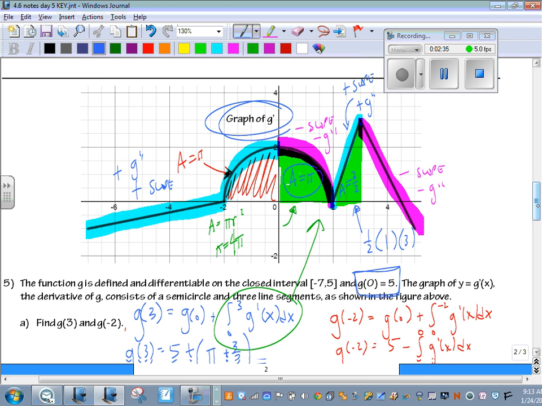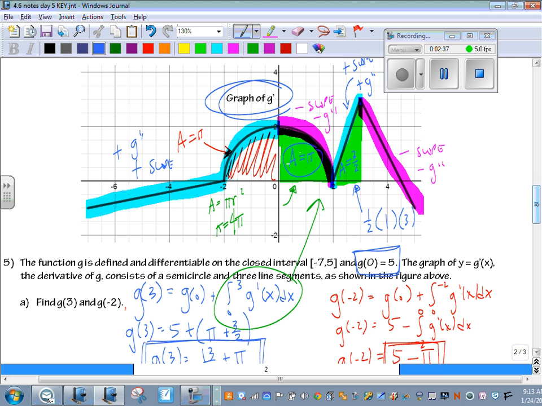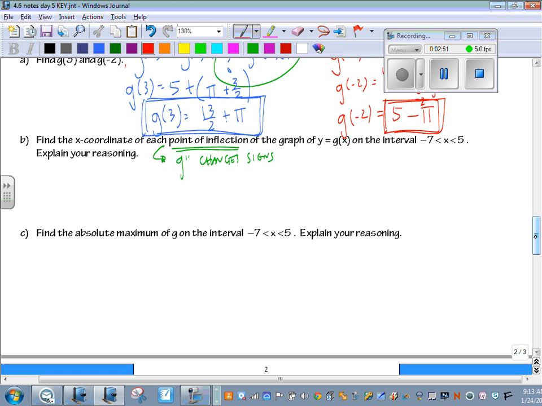So where is it changing? Where's the second derivative changing? 0, 2, and 3, right? It's changing from positive to negative, negative to positive, positive to negative. So we have an inflection point. We have inflection points at x equals 0, x equals 2, and x equals 3.